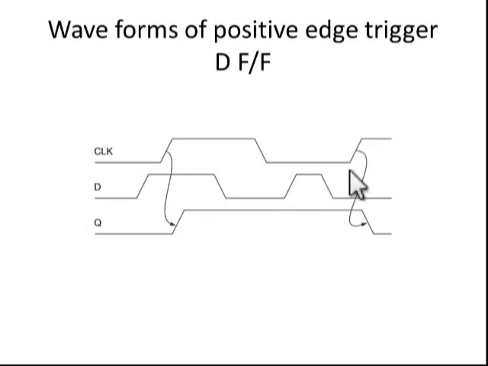So this is the next clock rising edge, and again we check the data value. So here at the next clock rising edge, D is 0. So now what happened? Now the Q goes to 0. Okay. So this is the waveform of positive edge trigger flip-flop.